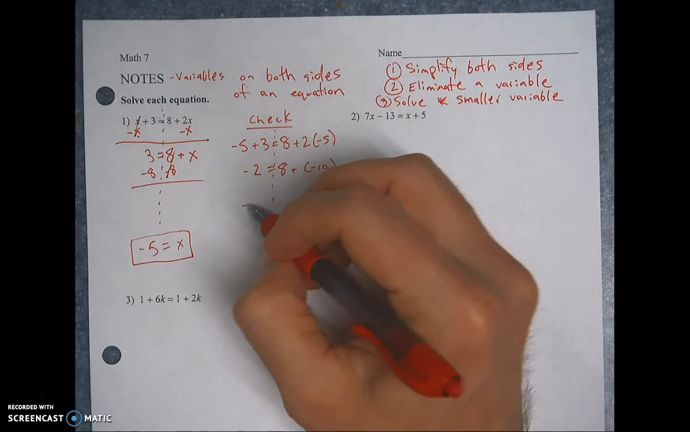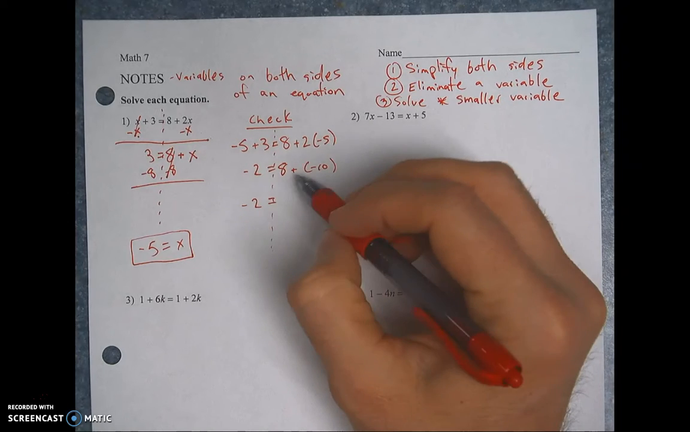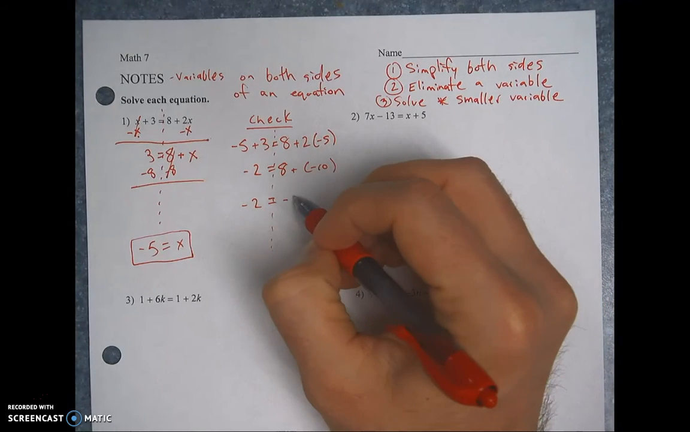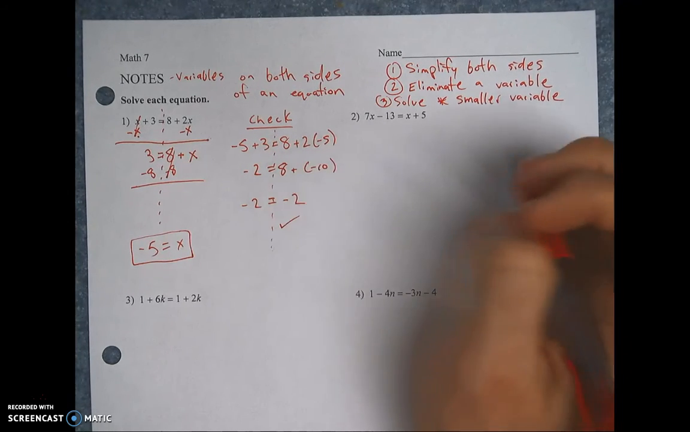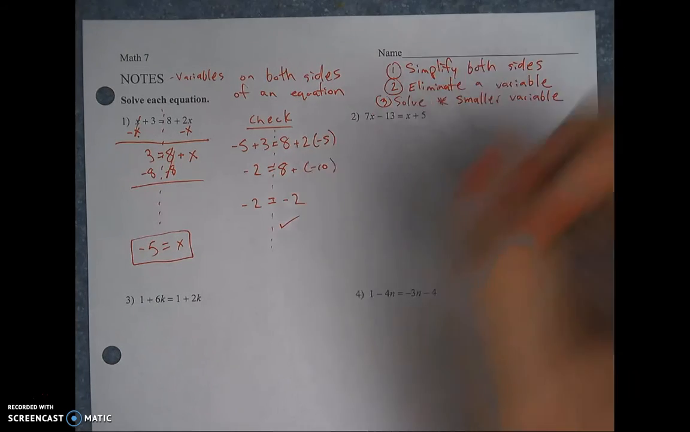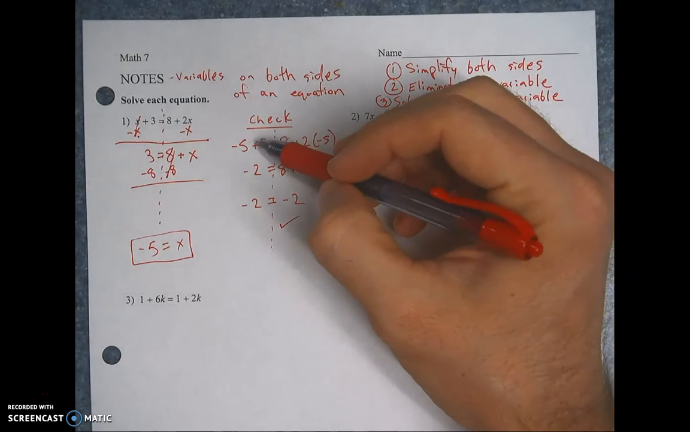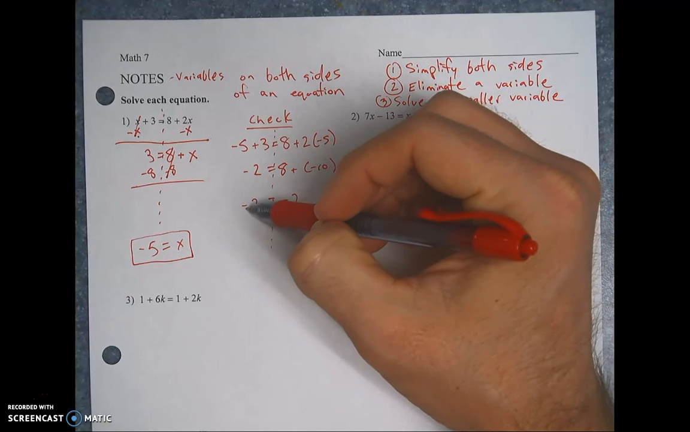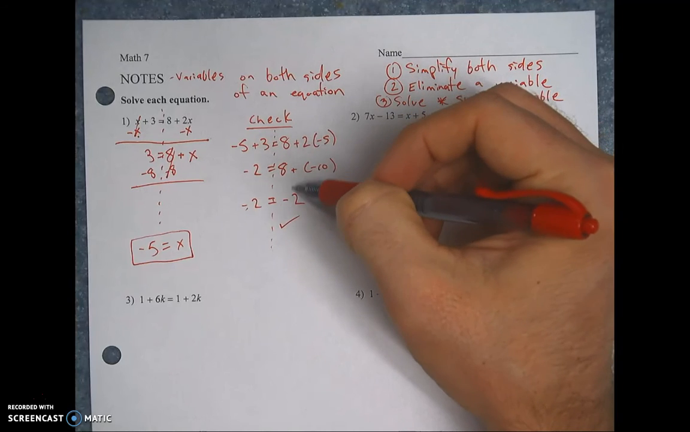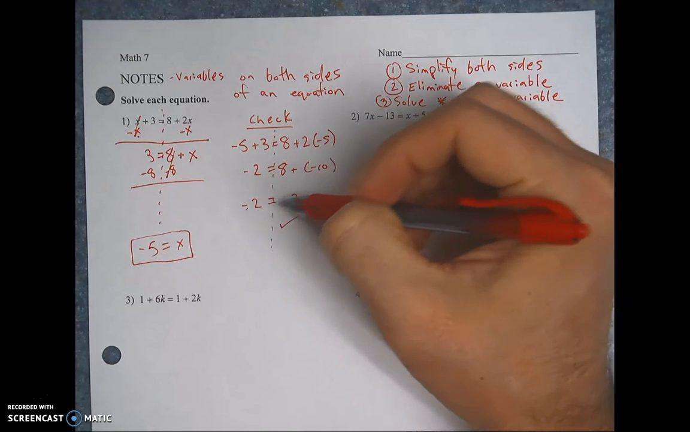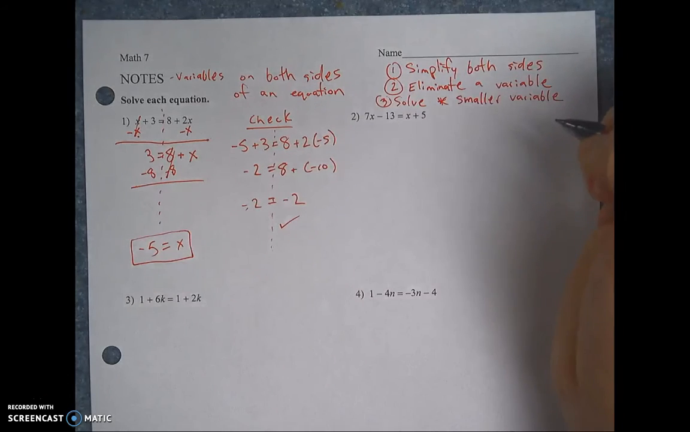So this -2 now can just drop down. And 8 plus -10 is -2. Both sides come out equal. My check is good. That means my answer of -5 is correct. So simplify the left all the way down to a single number. Simplify the right all the way down to a single number. If they're the same answer on both sides, then we know we got the check right.